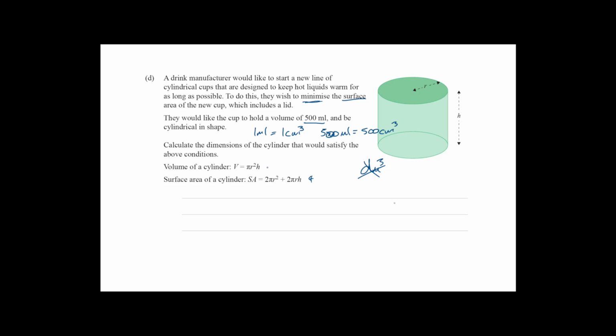So the volume is this. Okay, yep. And the surface, which is the thing we're wanting to minimize, is this. So therefore, let's get rid of one of these variables. R is in both of those, so we'll get rid of H, I think. So the volume is going to be 500, and it's going to be pi R squared H. So H, therefore, is going to be 500 over pi R squared.